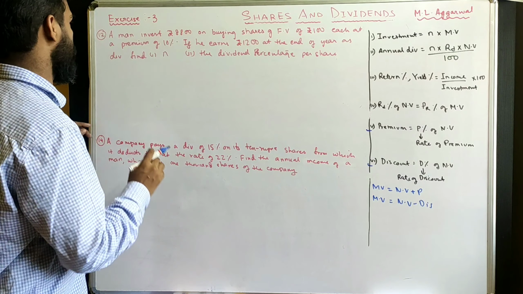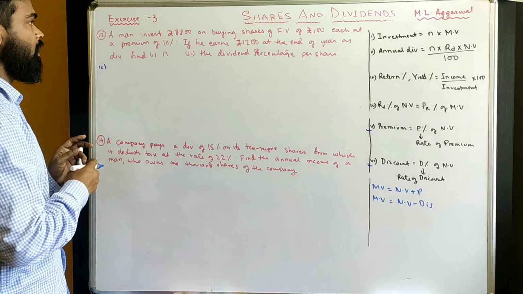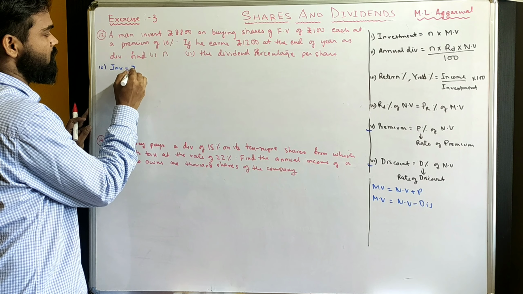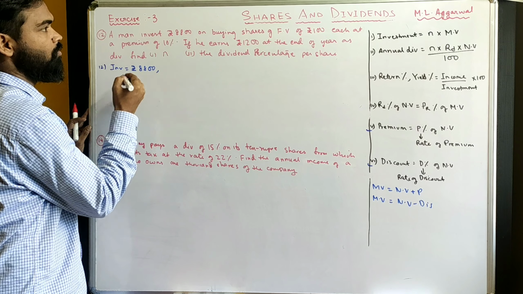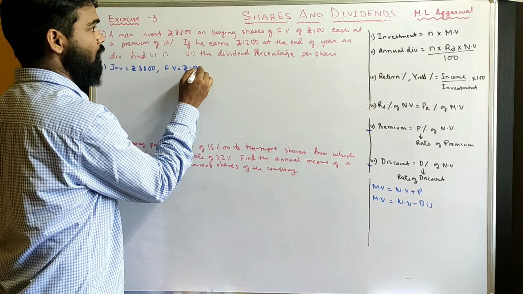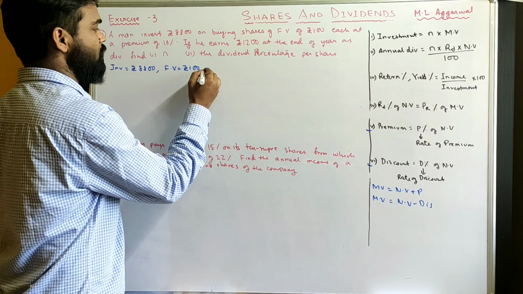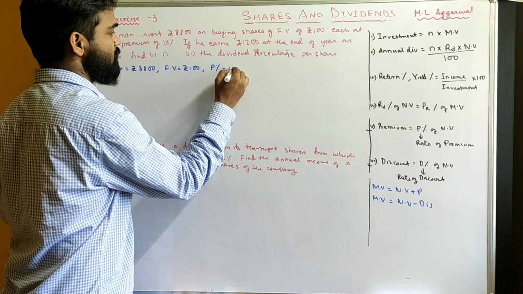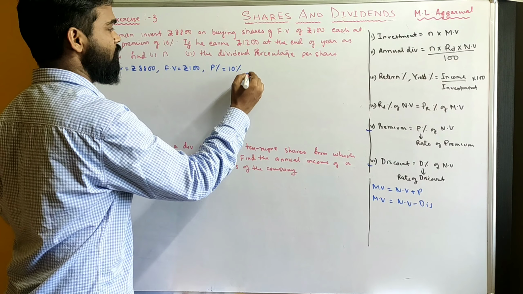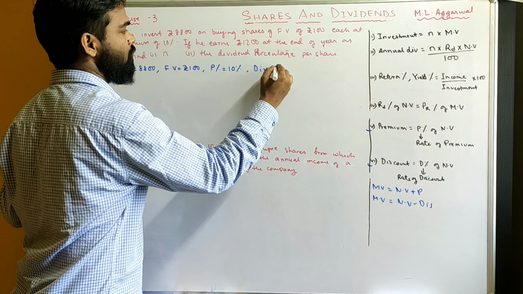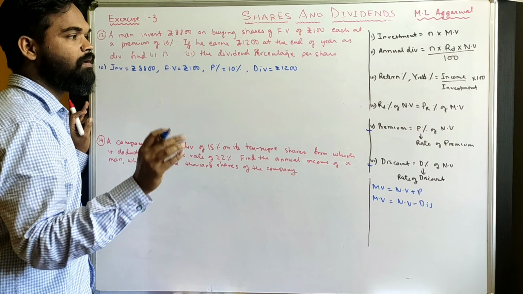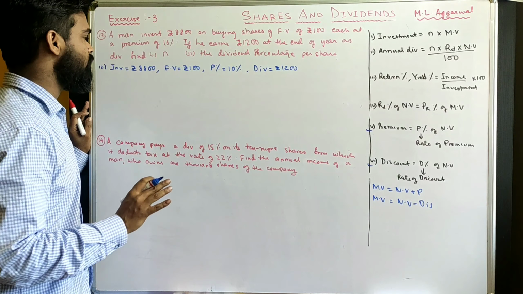Now look at sum number 12. A man invests rupees 8800. So his investment is rupees 8800 on buying shares of face value, so his face value or the nominal value is rupees 100 each at a premium of 10%. So rate of premium is 10%. If he earns rupees 1200 at the end of the year as dividend, so his dividend is rupees 1200. Find the number of shares and the dividend percent per share. The rate of dividend they have asked.